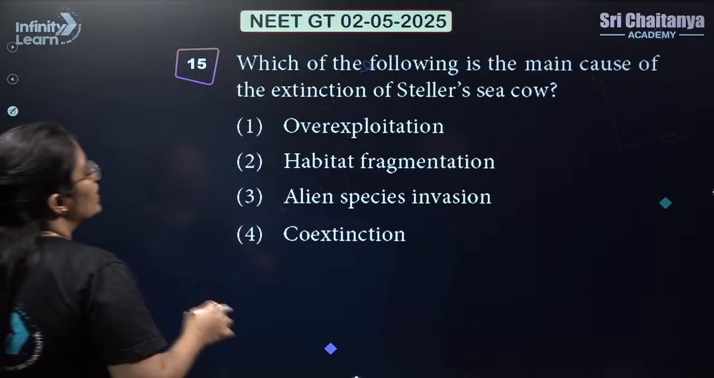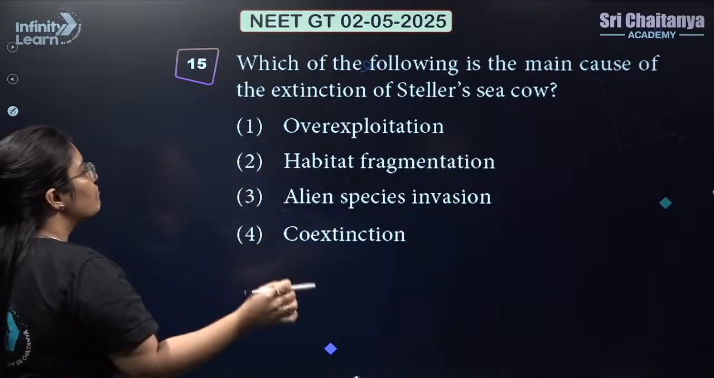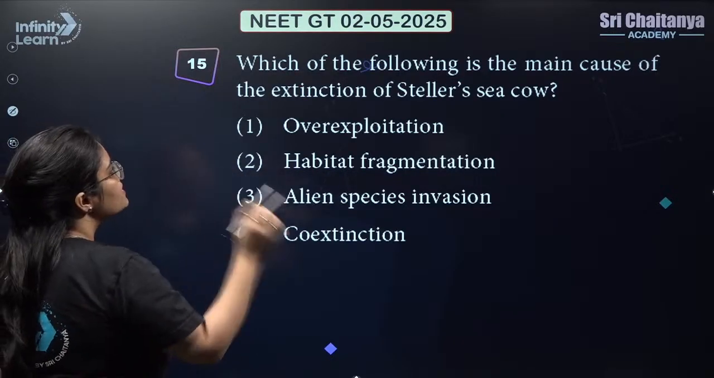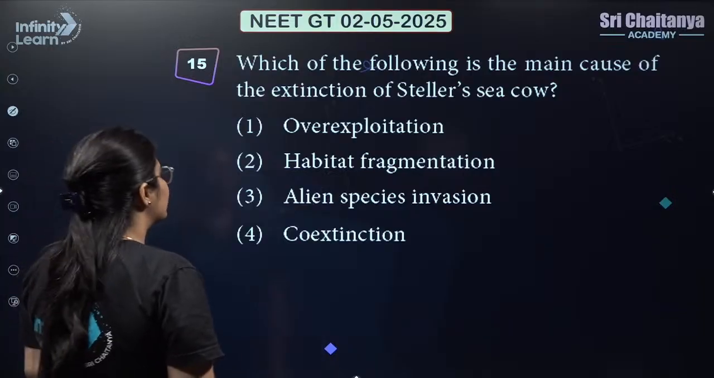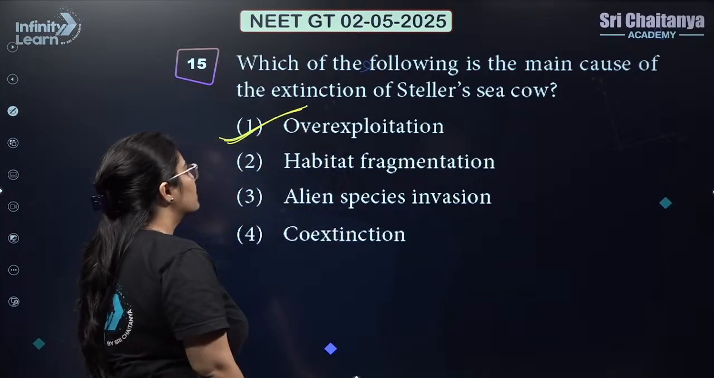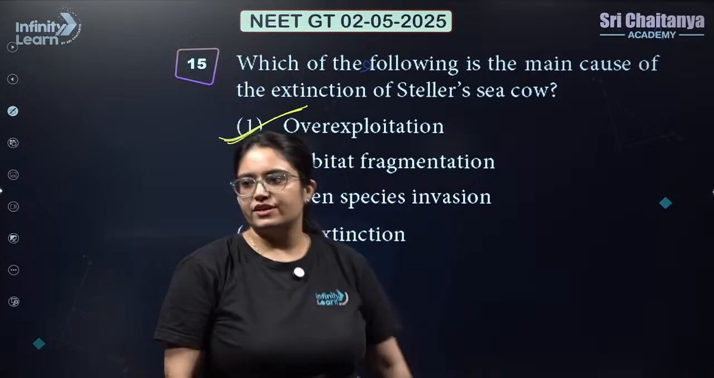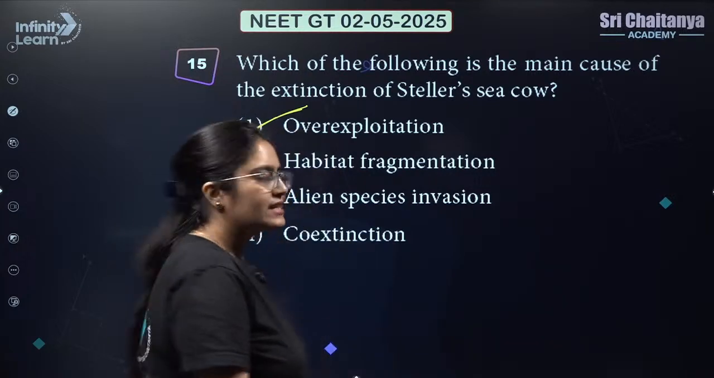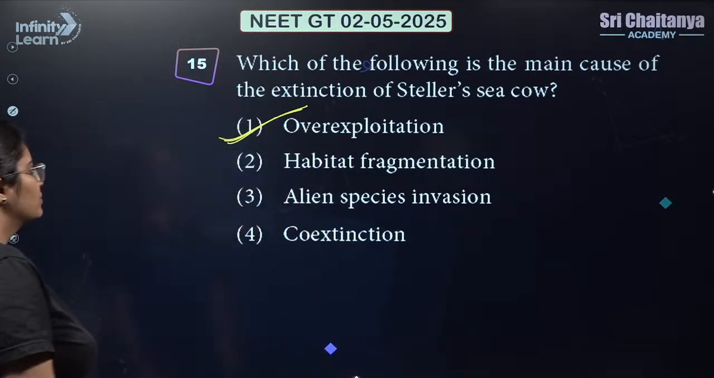Which of the following is the main cause of the extinction of Steller's sea cow? The answer is 1, over-exploitation. Very good. Excellent. Next question.